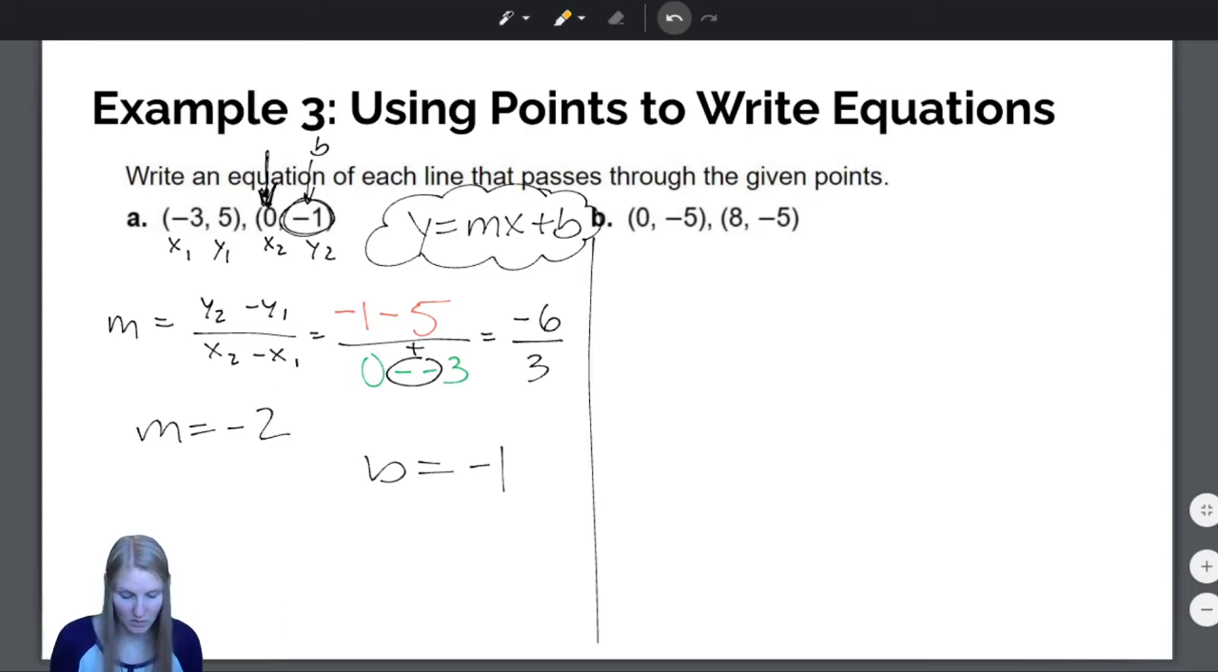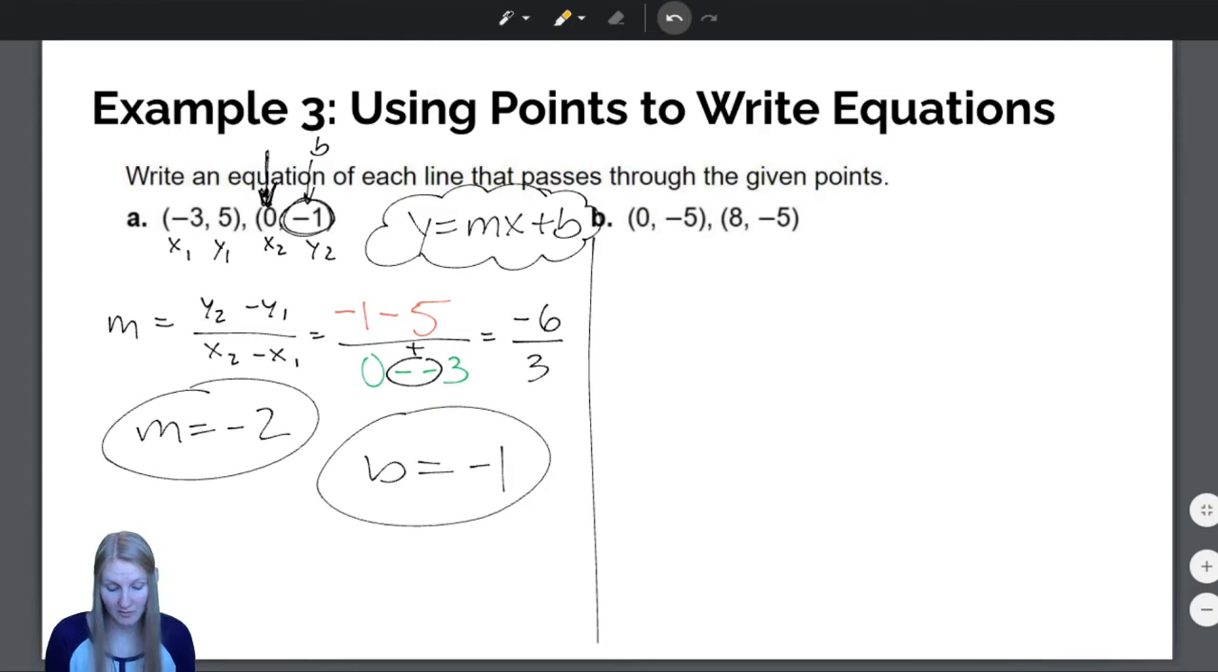Okay, and now we have m, we have b, so we put it together with y equals mx plus b. But remember, I don't need to write plus negative 1. I can just write minus 1.